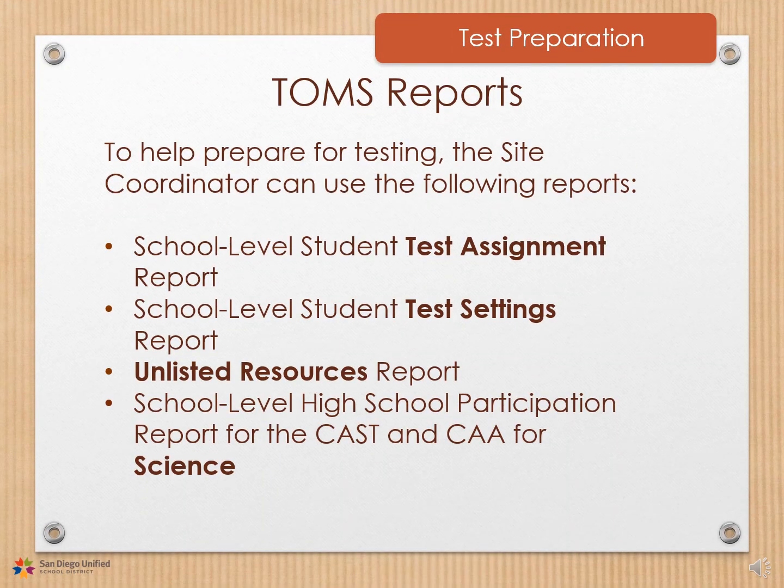To help prepare for testing, the site coordinator can use the following reports: School Level Student Test Assignment Report, School Level Student Test Setting Report, Unlisted Resources Report, and School Level High School Participation Report for CAST and CAW for Science. These reports will provide information on students in your school who are assigned to take certain assessments. This may be your first step in determining testing schedules and is helpful when monitoring testing.